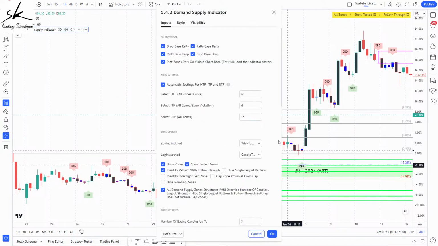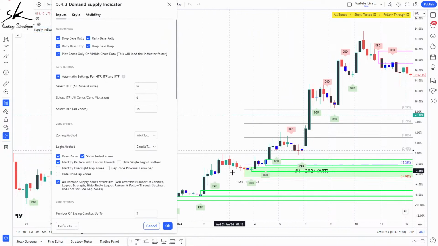Now, if you want the indicator to identify the patterns based on the color of the candle, you have that option here. Can you see my current leg-in method is the candle type. Since it is a bullish candle, it is taking it as a rally-based rally. But if I change it to candle color, now it will call it a drop-based rally. You will see it will just get revised in a few seconds. Can you see now it is calling it a drop-based rally.